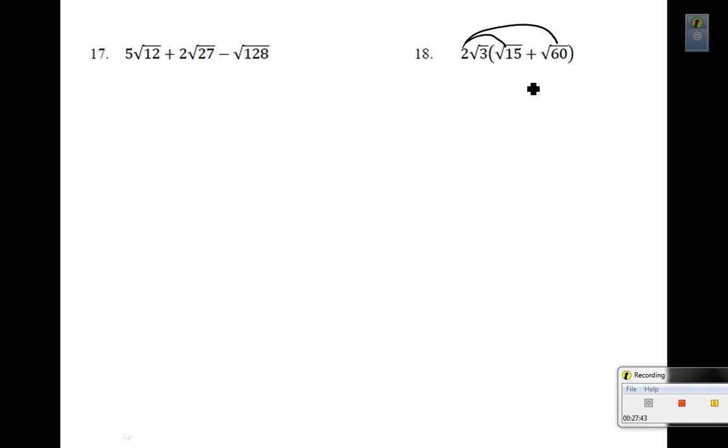So this becomes 2 times the square root of 45. 2 times 1 is 2. 3 times 15 is 45. Notice I put the radical parts together, just like we did before. We did a problem very similar to this in that other lesson. Plus, this becomes 2 times the square root of 180.